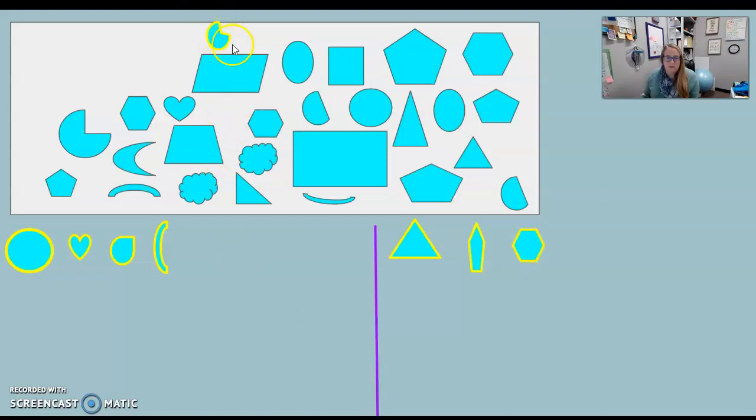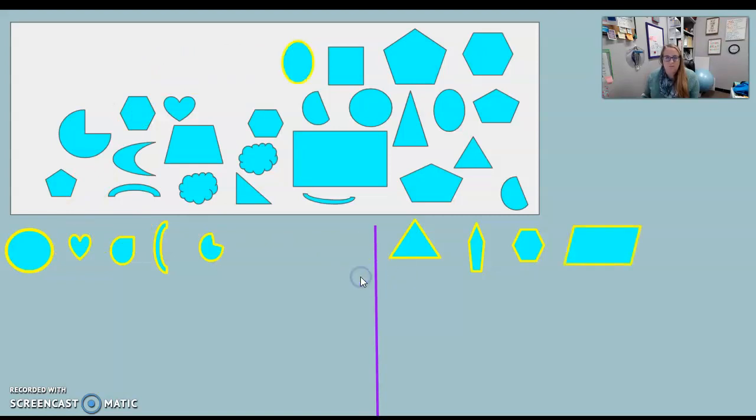Alright, let's look at this shape. It kind of reminds me of Pac-Man. I'm going to say this Pac-Man shape. Should it go over on the circle or the triangle side? I'm going to put it over here on the circle side. Alright, let's look at this figure. 1, 2, 3, 4. It has 4 sides. A 4-sided figure is called a quadrilateral. So should the quadrilateral go with the circle or the triangle? Let's put it with the triangle.